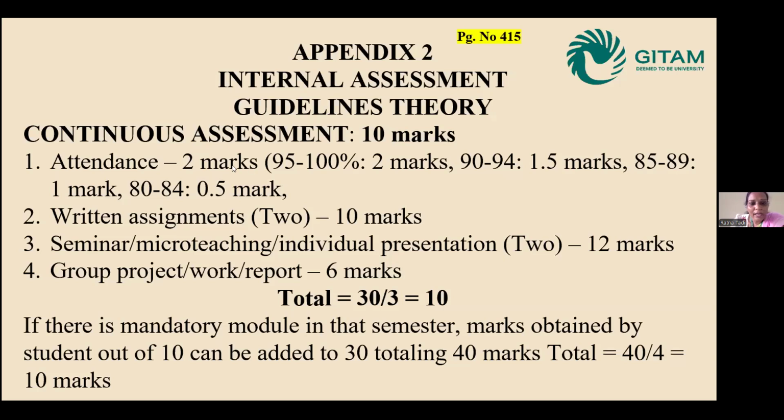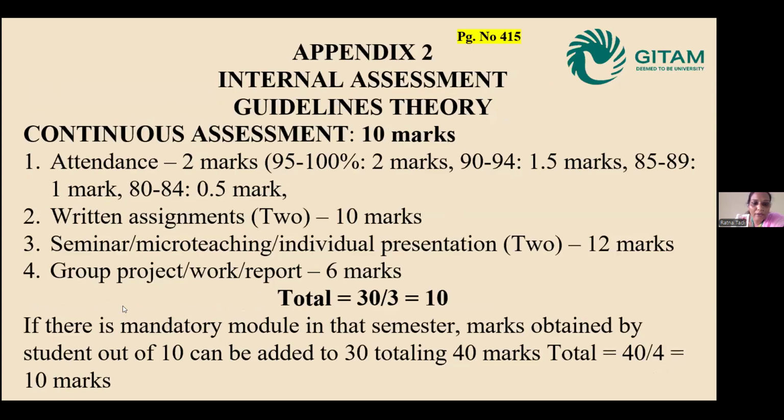If you calculate all of these, 2, 10, 12, 6, 8, the total becomes 30. But 30 has to be divided by 3, and you get your marks out of 10. If a mandatory module is there, like in first year, where the mandatory module is first aid, that module's marks, out of 50 or out of 25, whatever criteria you have kept, you will get the average out of 10. That 10 will be added to this 30, so it becomes 40. Then 40 has to be divided by 4, and we get the total marks out of 10. That's how we do it. I kept one example. It's okay if you don't understand here. We will see it in the example also.